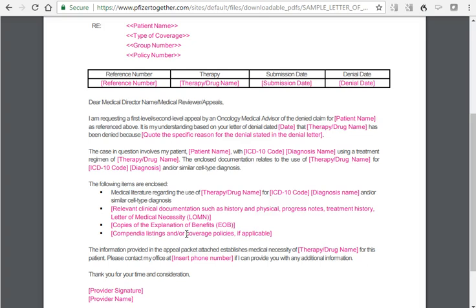So hopefully what you've seen is that different carriers or payers will have different methods of submitting appeals, but essentially all the same information is required. It is the patient information, the provider information, the reason for the submission, and then any collateral or backup material to validate the appeal.